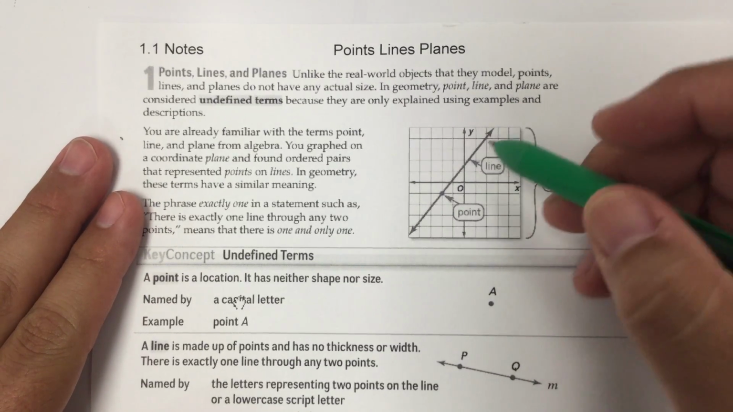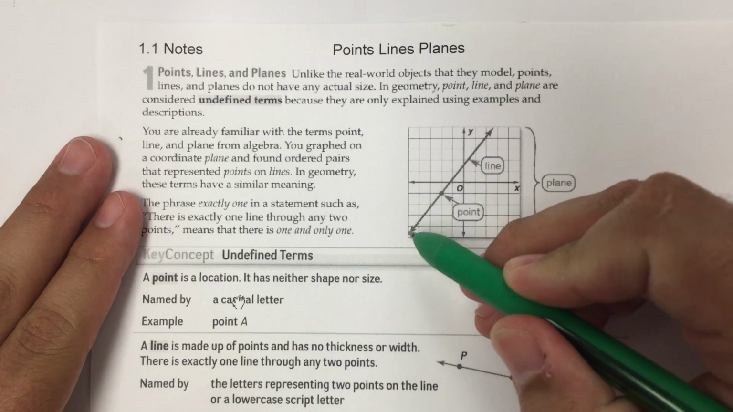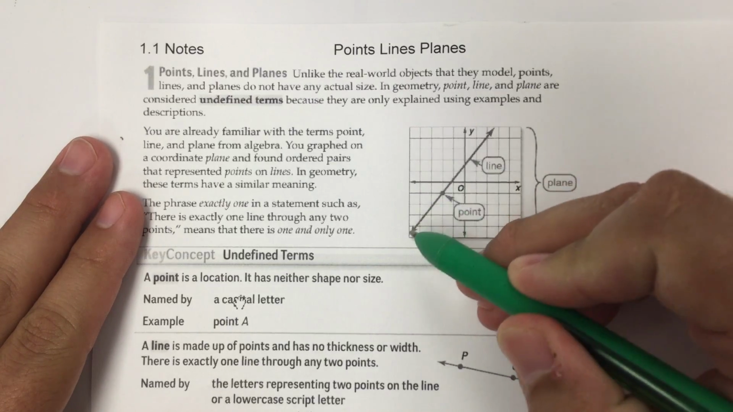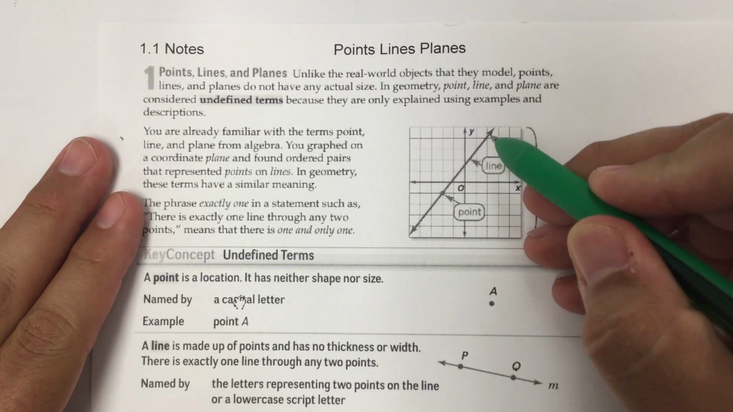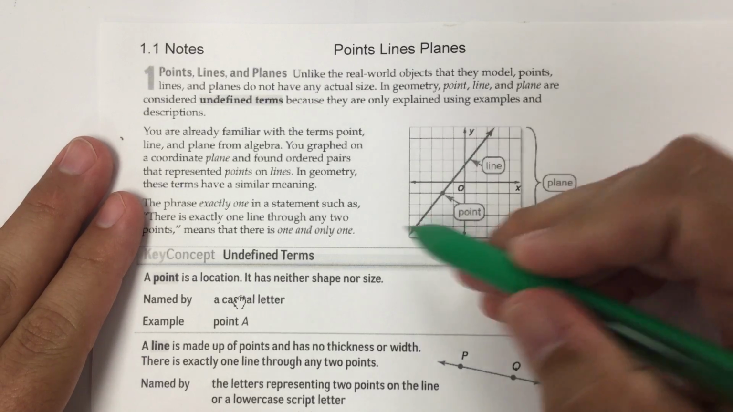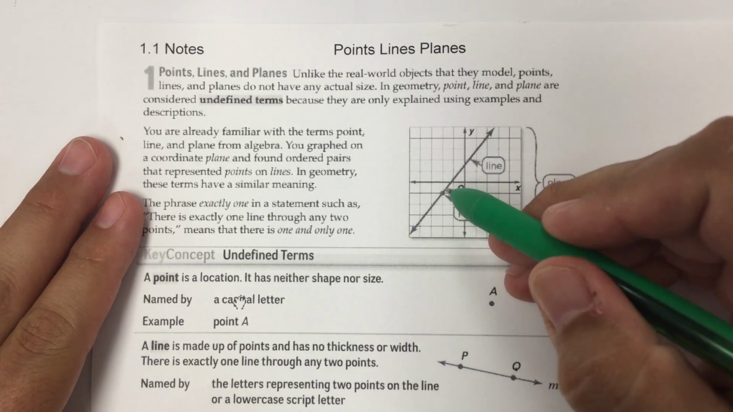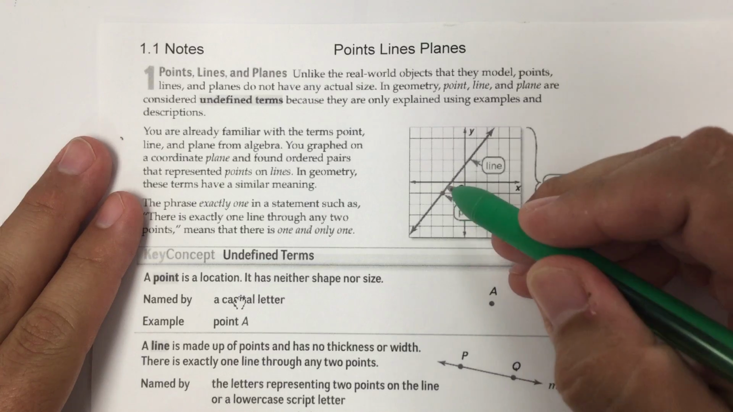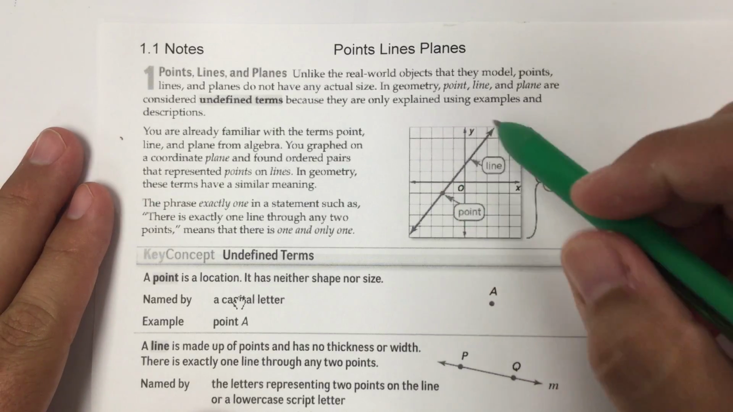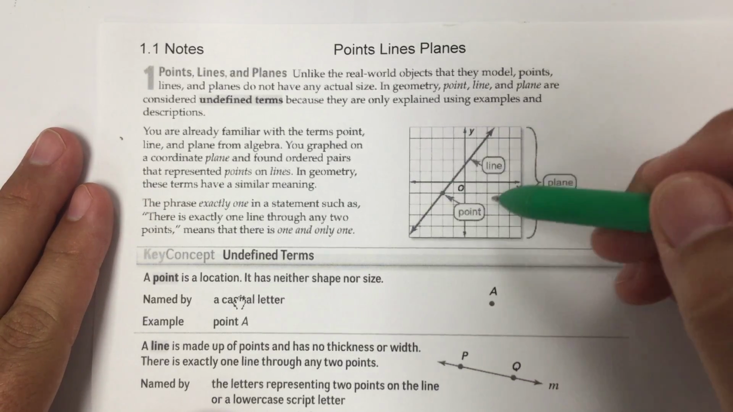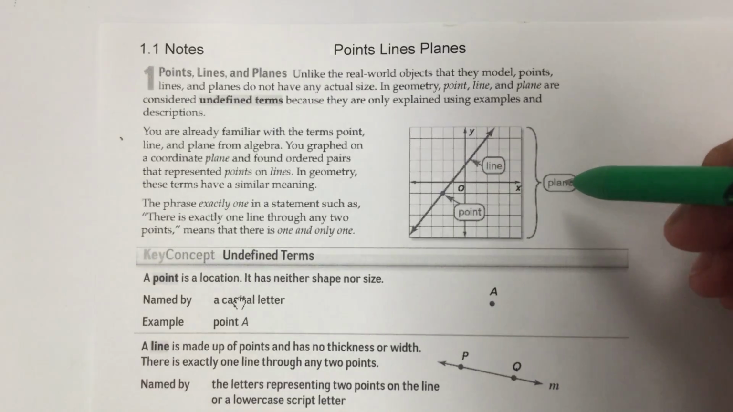Inside the plane, you have several different pieces. You have a line. Now notice this line only extends in these directions, left and right. Doesn't really go up, down, right? It's just left to right, okay? And then inside the line is what we call a point. These are the three terms we're going to be talking about: points, lines, and planes, okay?